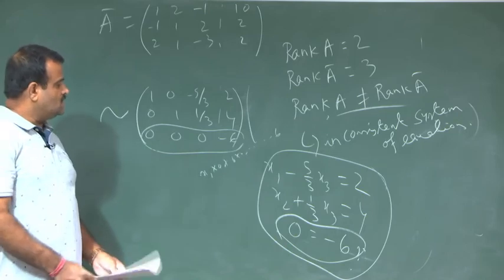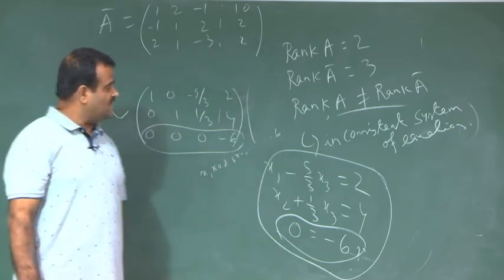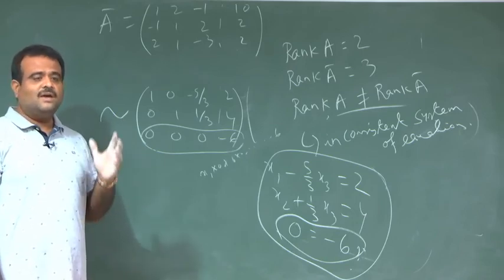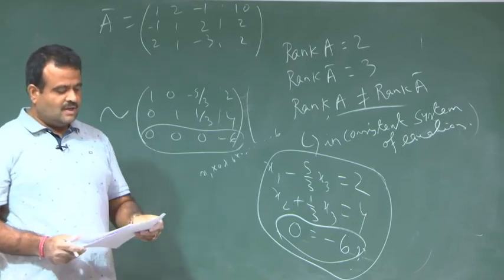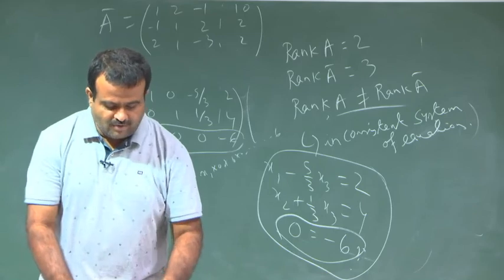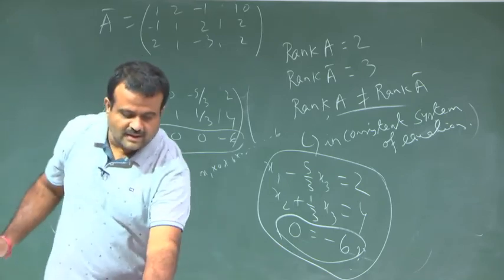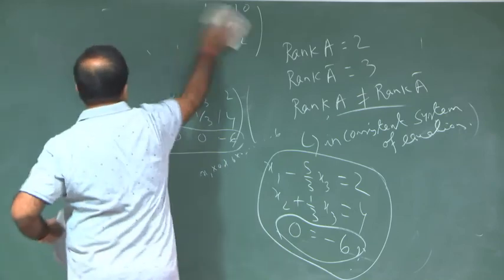That is also reflected in the rank. So, that means for consistency we should have the rank of the matrix A the same as the rank of the augmented matrix. We can work out another example. This I am giving you as an exercise.